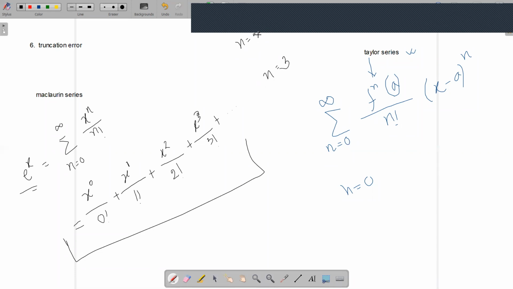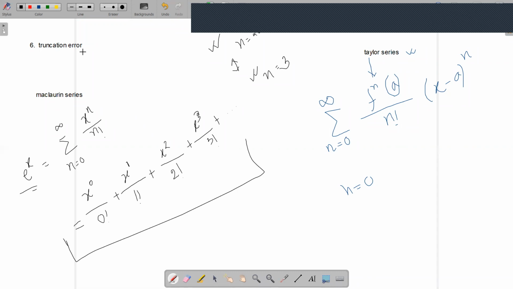So n equals 20 was our best estimate. That is the true value. And what I am calculating is my approximation. The difference between these two is my truncation error, or you can say the true error. Is it clear?